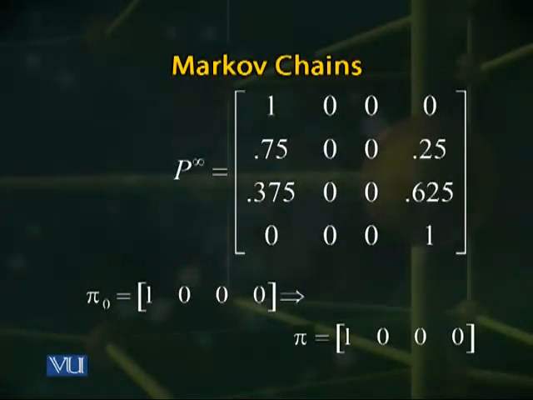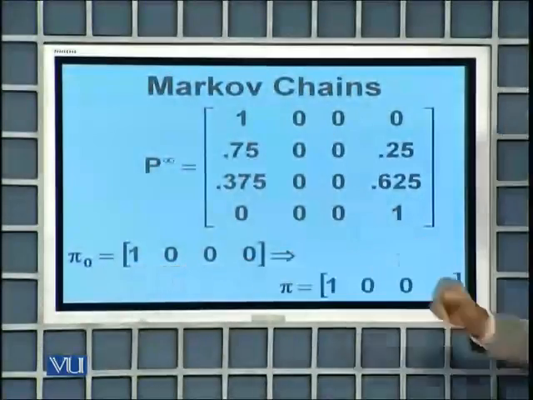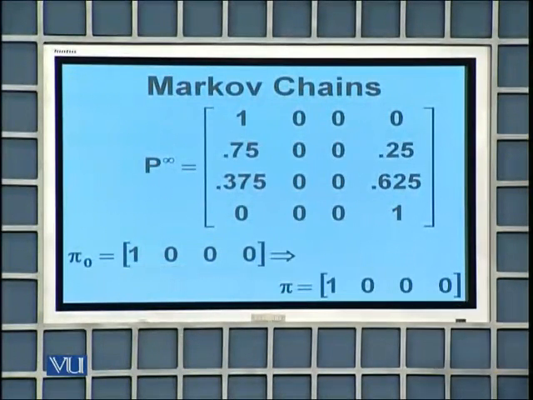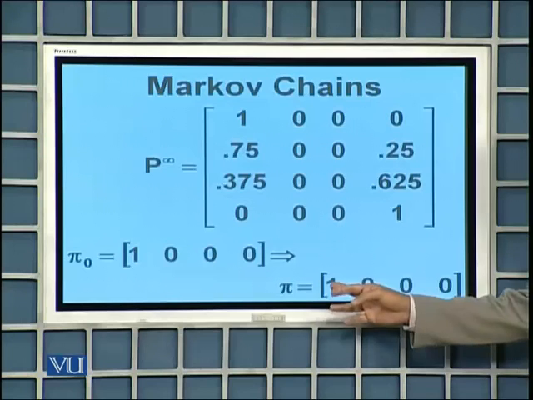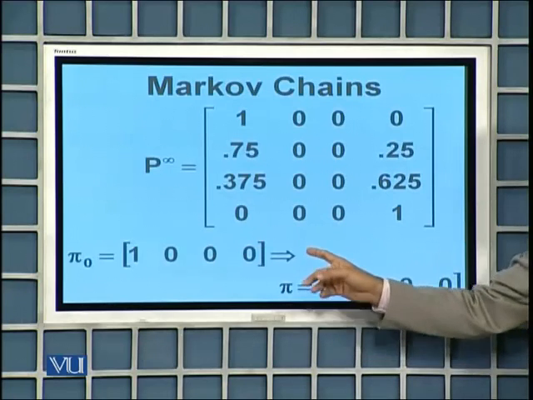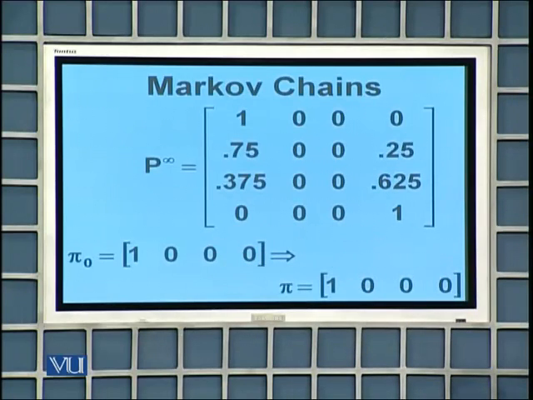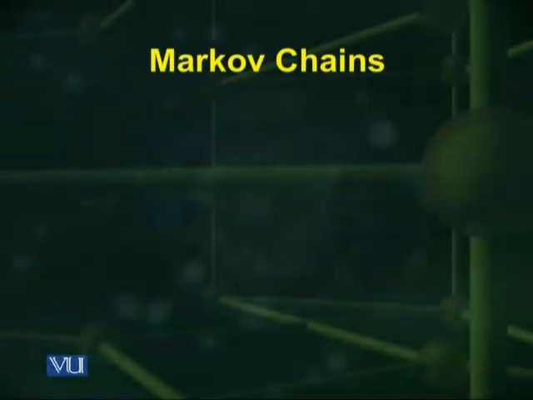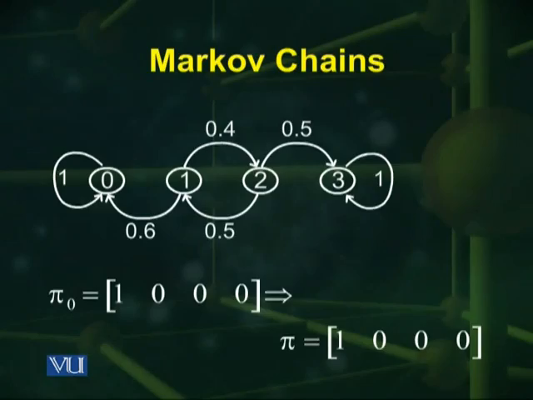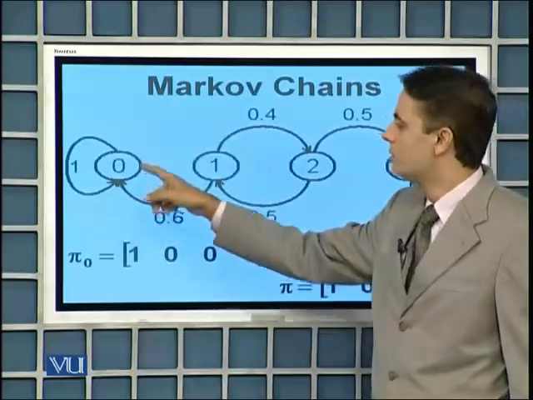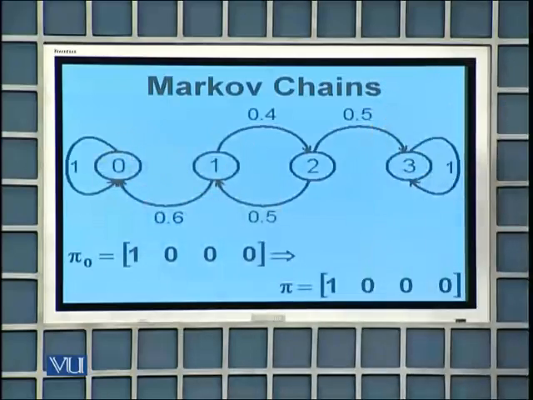The first case is where we start with initial probability distribution of 1, 0, 0, 0. That is, we start from state 0 for sure. In that case, the stationary probability distribution is the same as the starting probability distribution, which also happens to be one of the eigenvectors. So if we start for sure in state 0, we remain in state 0 forever. This is also evident by looking at the state transition diagram. State 0 is an absorbing state. If we start in this state, we are not going to leave it. We are always going to be in state 0.